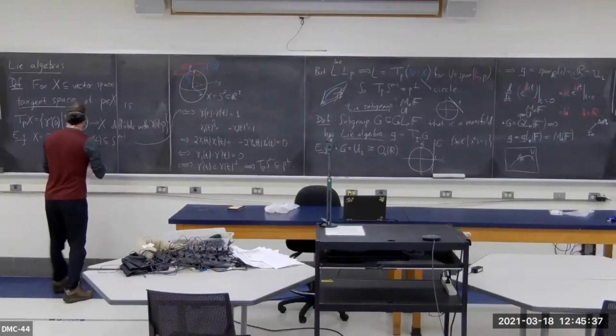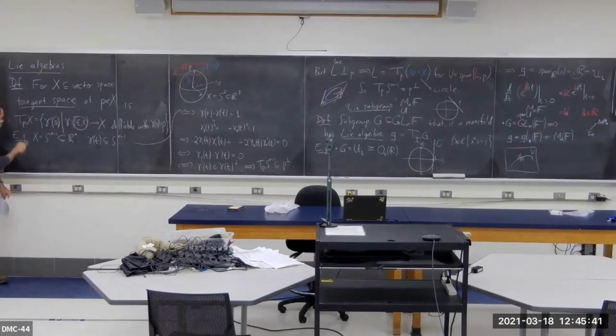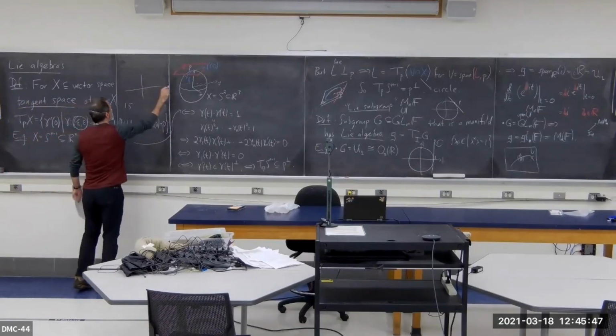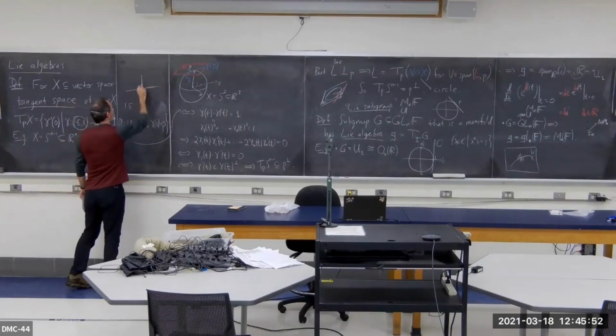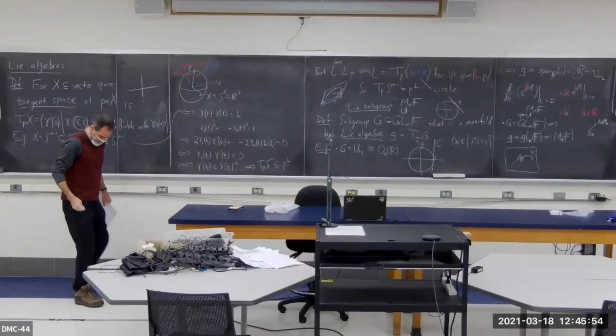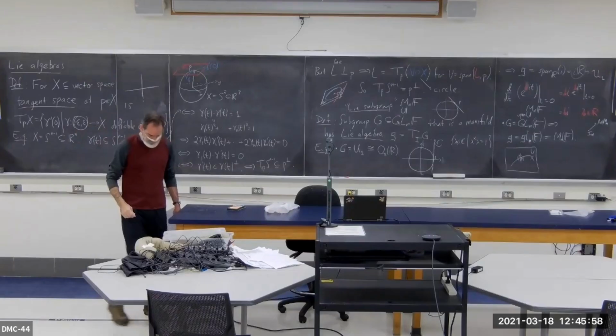So by the way, this is a vector space if X is a manifold. If X is not a manifold, this doesn't have to be a vector space the way I've defined it. Like if I just take a union of two lines like this, then the tangent space there you'll find is basically going to be this thing union that thing, which is not a vector space. So X needs to be a manifold.